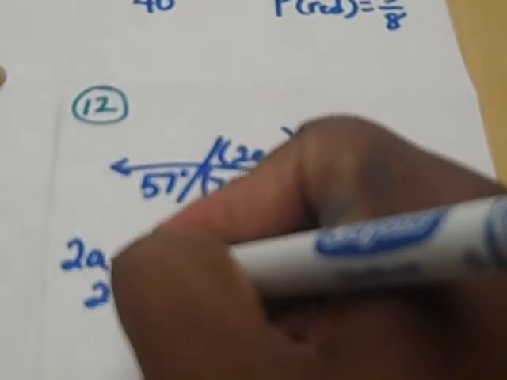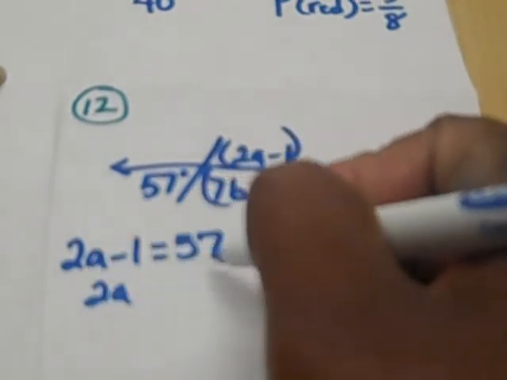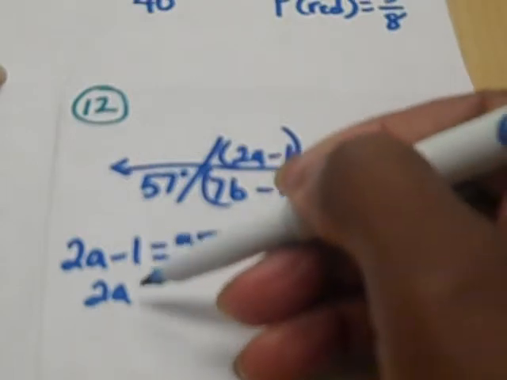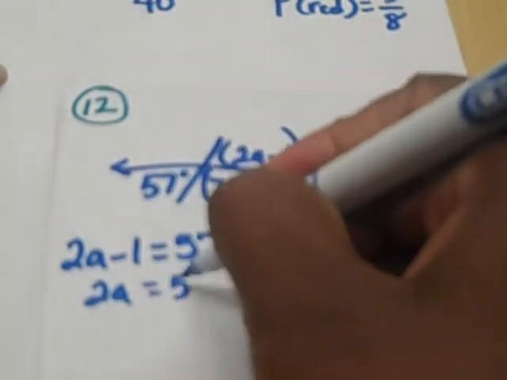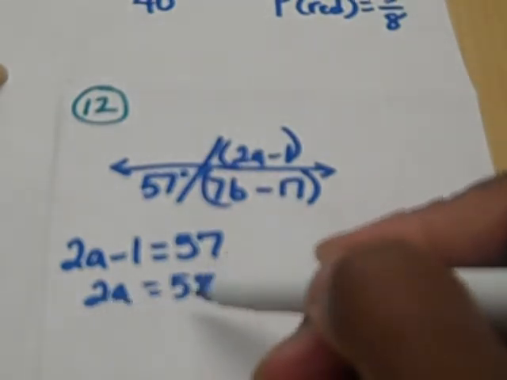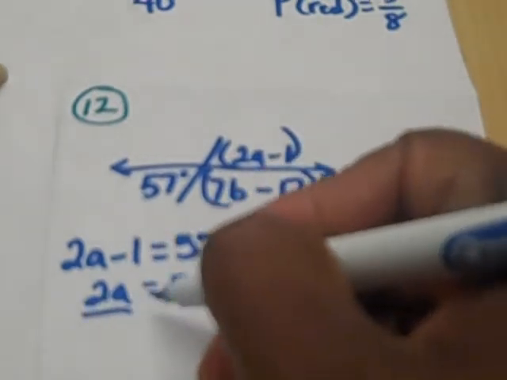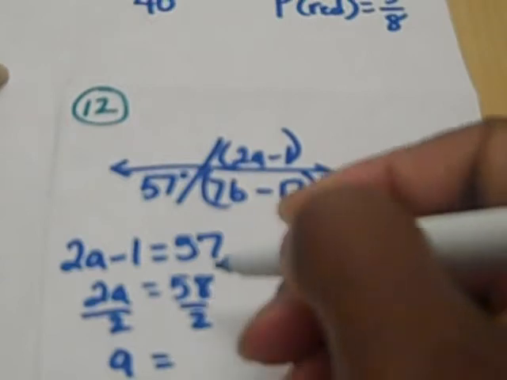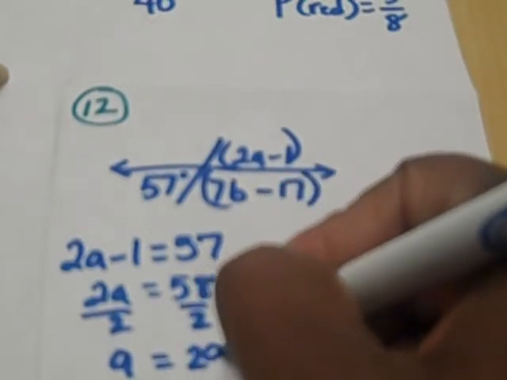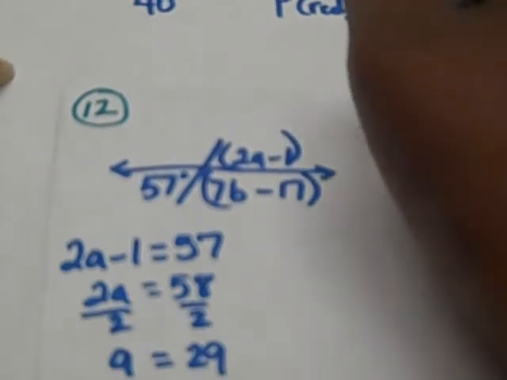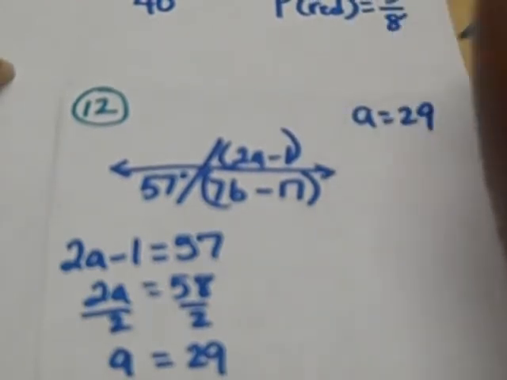We have 2A, and we'll add 1 to each side because we want this minus 1 to go. So add 1 to each side. 2A equals 58. Now, because these are multiplied, I can divide both sides by 2 to get A by itself. A equals 29. 58 divided by 2. So we have A. A equals 29.